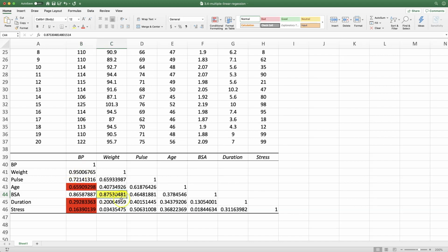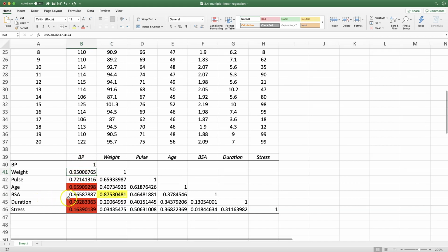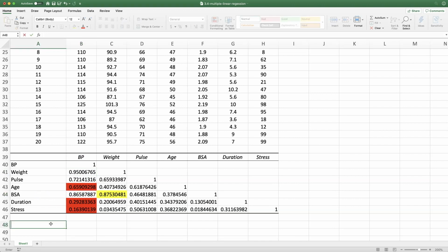Notice that the correlation for BSA and weight is 0.88. That is, BSA and weight are strongly related to each other. If we know one, we can get the other. So we don't need both. So let's drop body surface area from analysis and use weight instead. I chose to use weight instead of body surface area because weight has a higher correlation with blood pressure, 0.95, than BSA does, 0.87. Our regression model then will be blood pressure is equal to some intercept plus some slope times weight plus another slope times pulse.